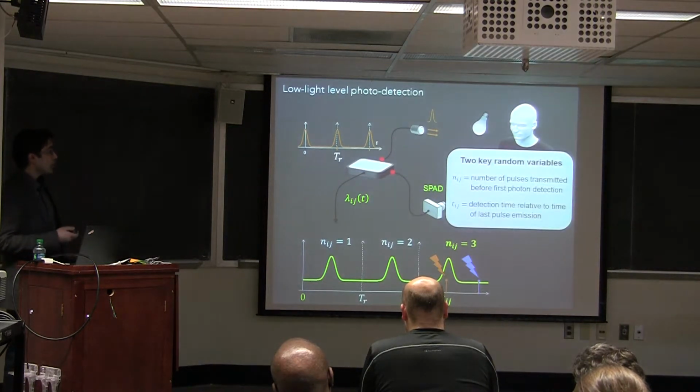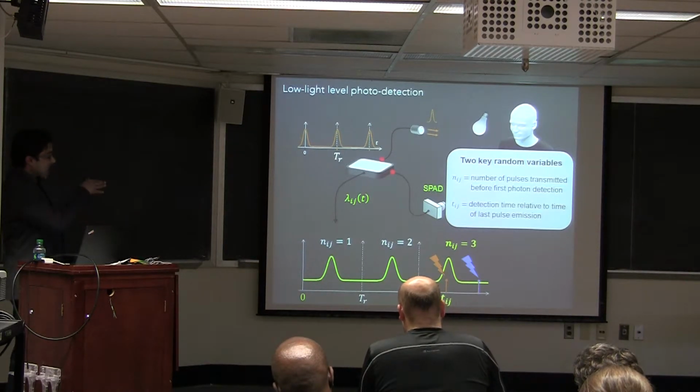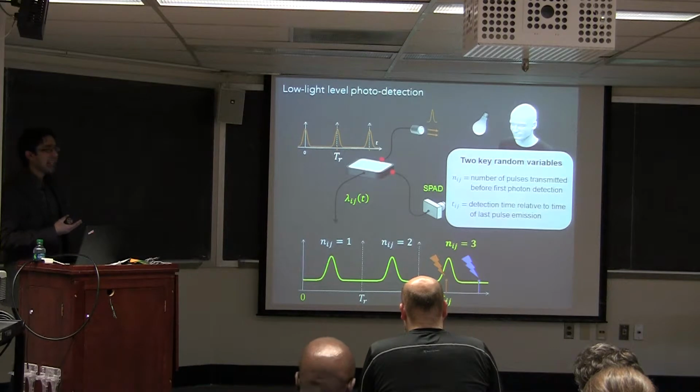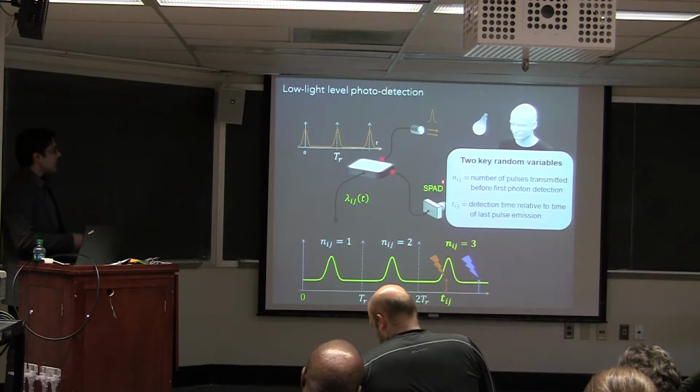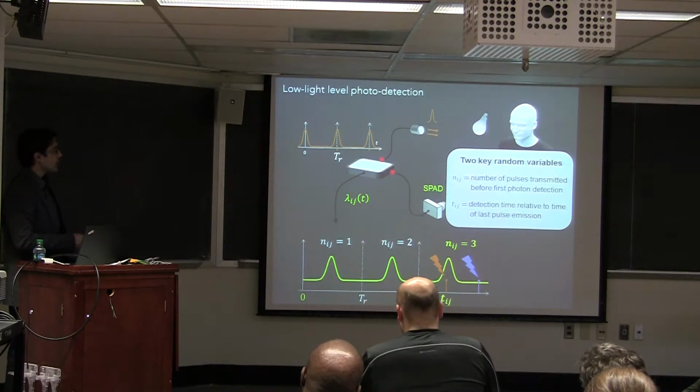So we define two random variables from this experiment at each patch location ij. N_ij is the number of pulses transmitted before the first photon detection, and T_ij is the detection time relative to the time of the last pulse emission. T_ij is a completely conventional quantity. N_ij seems to be something that people didn't really think to collect before. So very often, instead of noting the number of pulses transmitted before a detection, that would just be ignored.